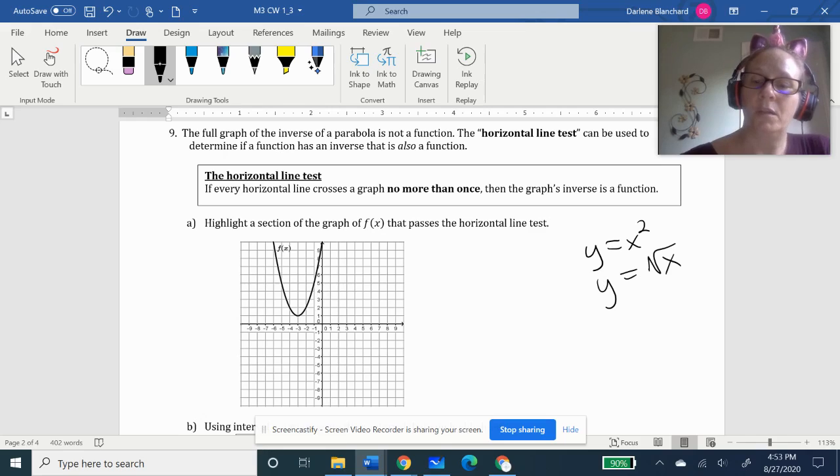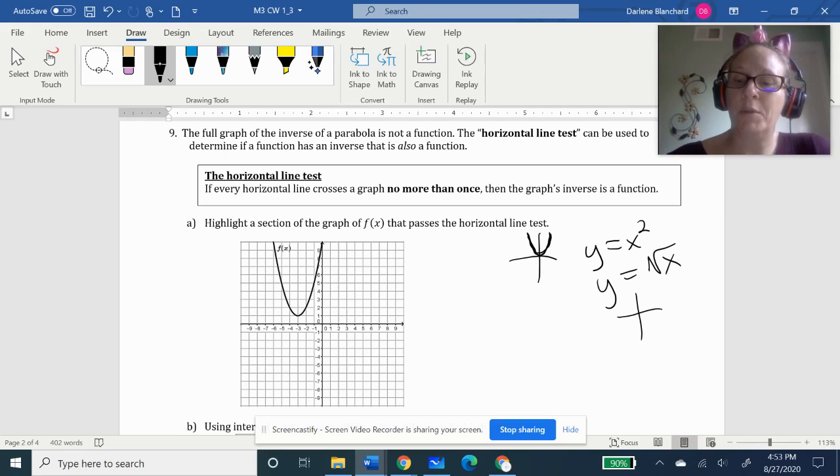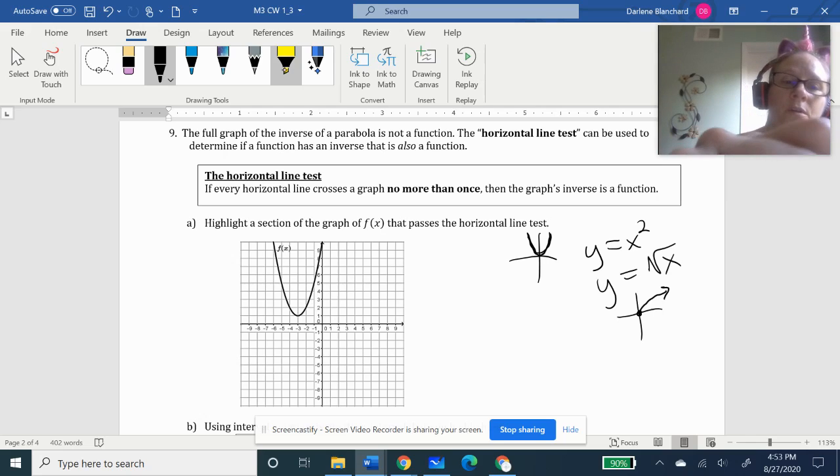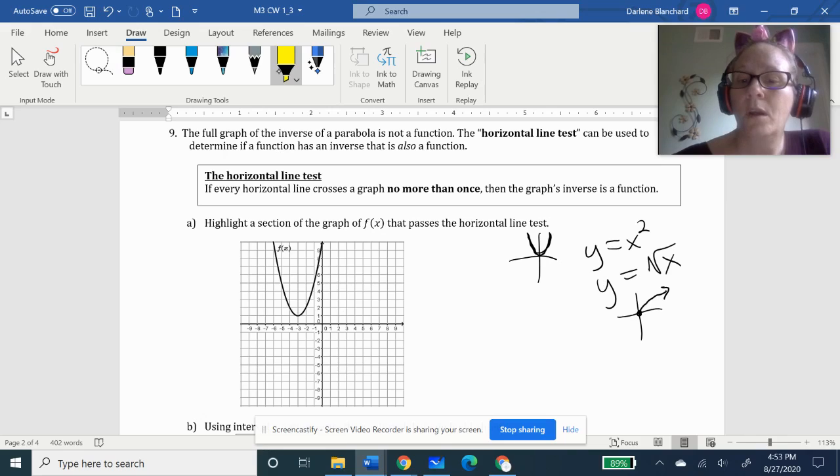Y equals x squared is a nice looking parabola. Y equals root x is only half of a parabola. It is a sideways parabola opening to the right, but only the upper half. So what I want you to realize is that the right side of my parabola y equals x squared creates the inverse function root x. And if you draw these two together on one grid, you will see that they reflect each other over the line y equals x.